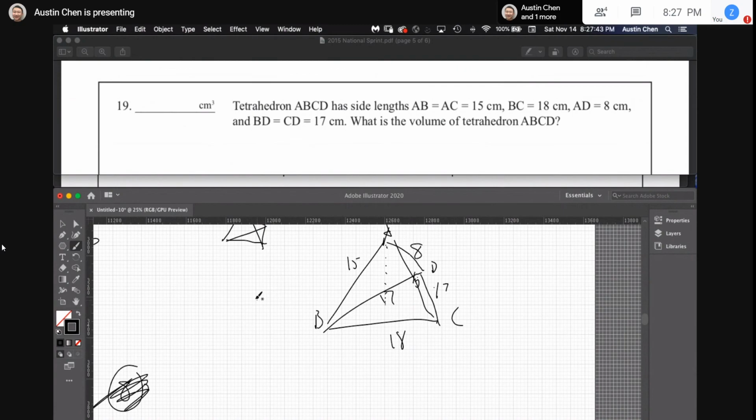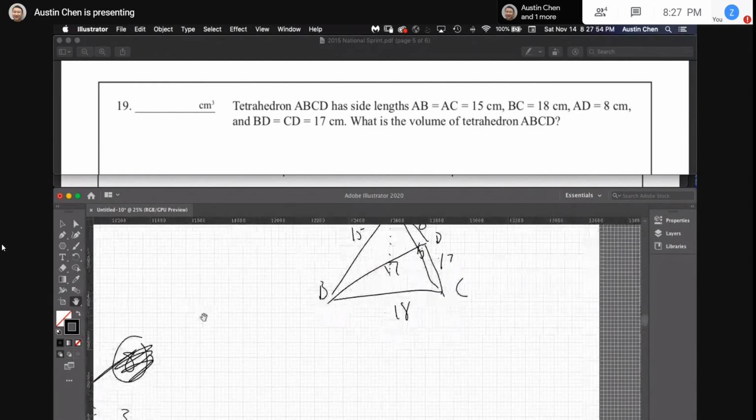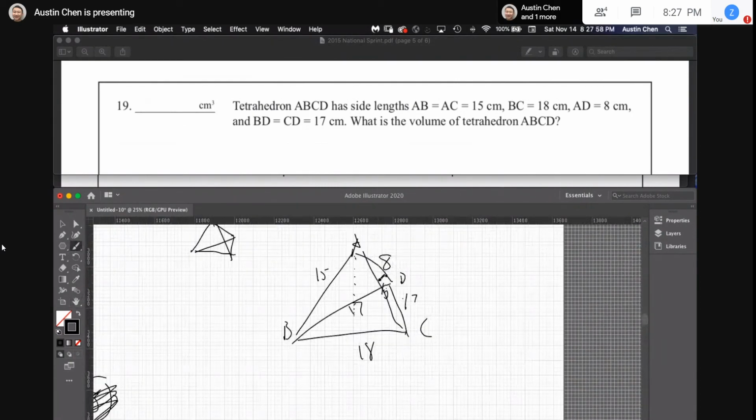So we want to find something special here. And the special thing is that this triangle, ADB, is a right triangle. 8, 15, 17 is a Pythagorean triple. So I'll label it here. Then we can say that this angle right here is a right angle, because 17 is the hypotenuse.